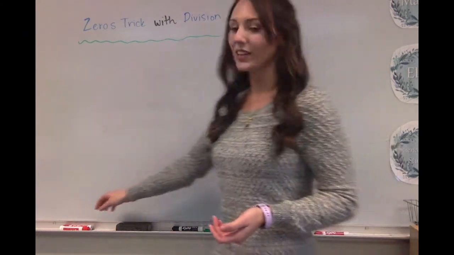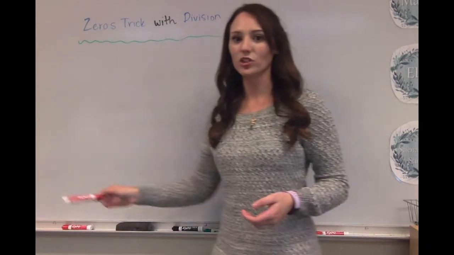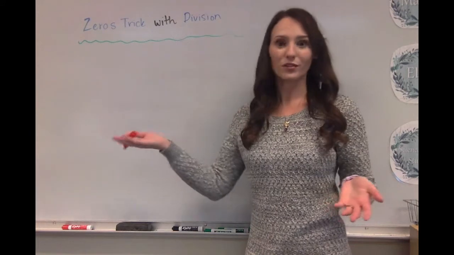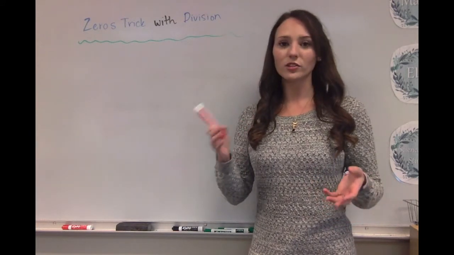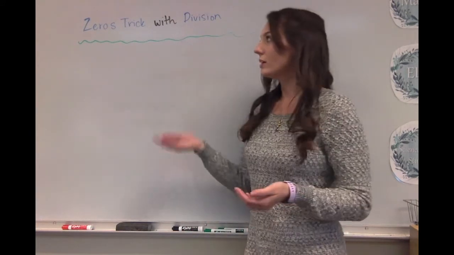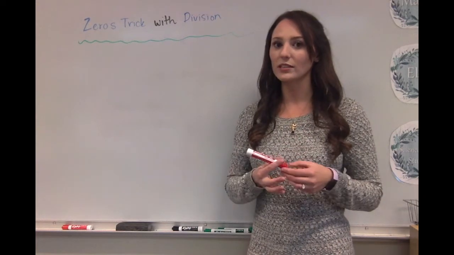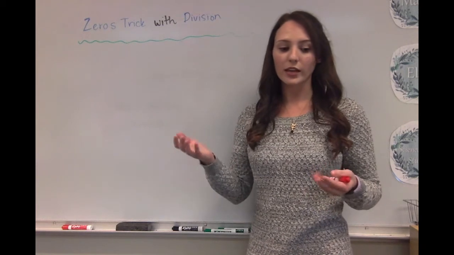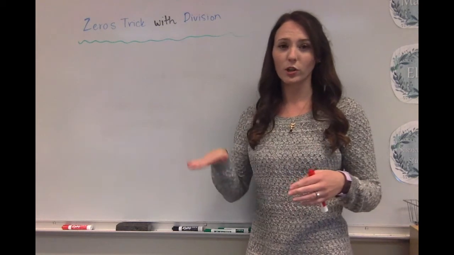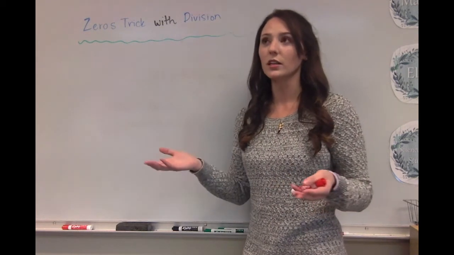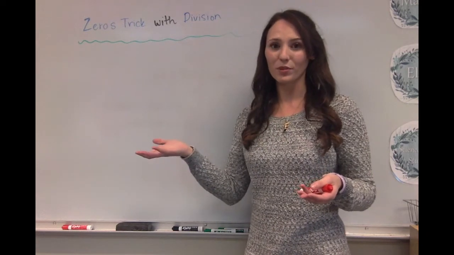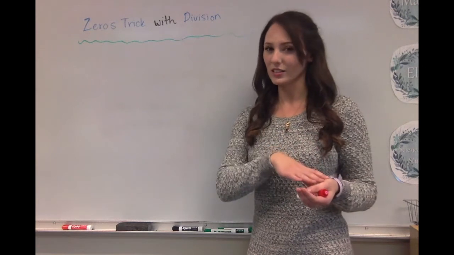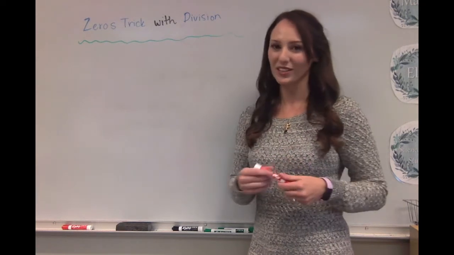So last time, we did the zeros trick with multiplication, and you'll remember that that would work with any factors as long as they end in zero. This time, it's kind of the same concept, except it has to be problems that have numbers that will go evenly into each other. So basically, it has to have a divisor that goes evenly into the dividend. I know that was kind of wordy, but let me explain.